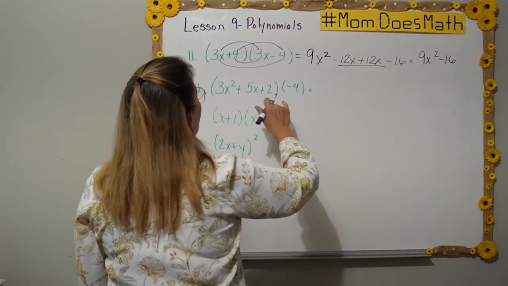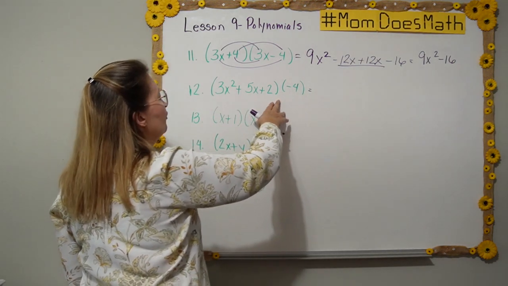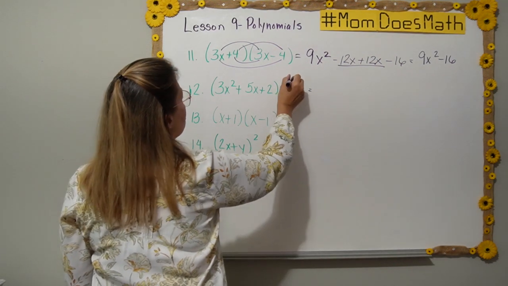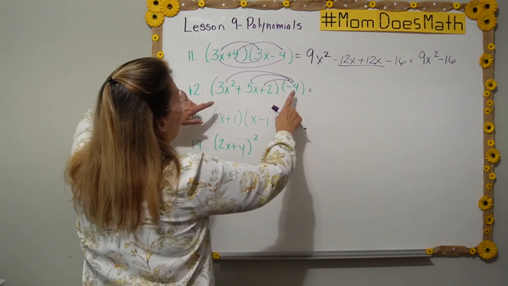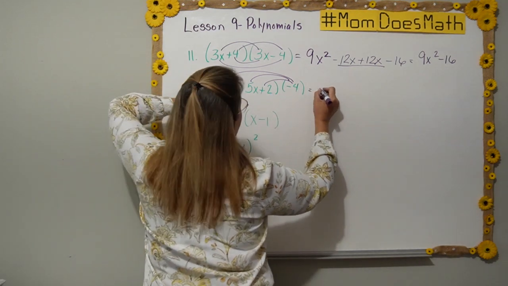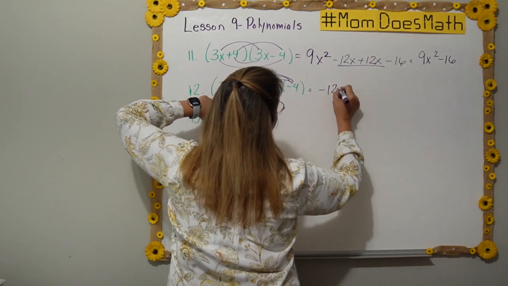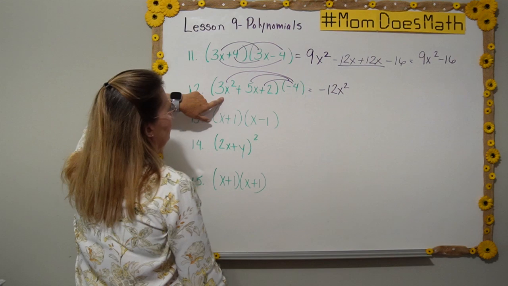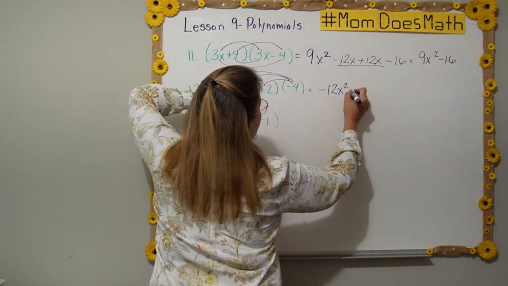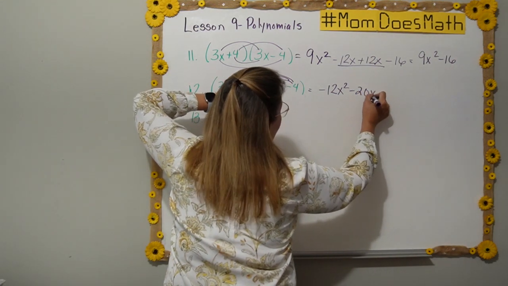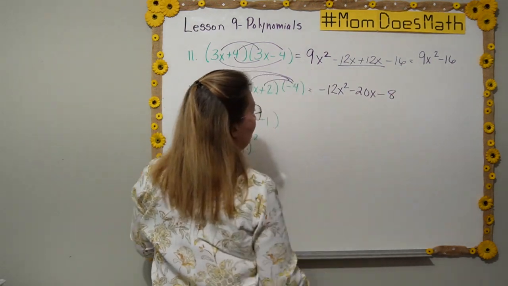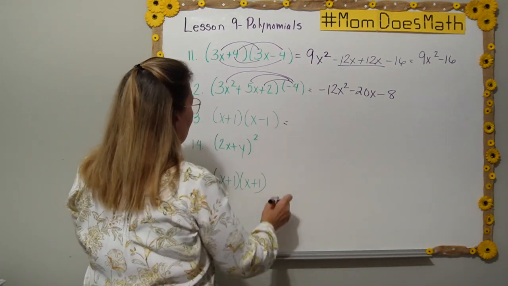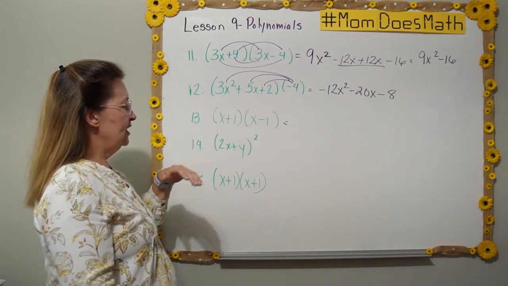All right, here, once again, they give us the trinomial first and then your monomial here. So we just need to multiply that times all these things. Now, negative 4 times 3 is going to be negative 12x to the second. And negative 4 times 5 is going to be negative 20x. And negative 4 times 2 would be negative 8. And nothing will combine.